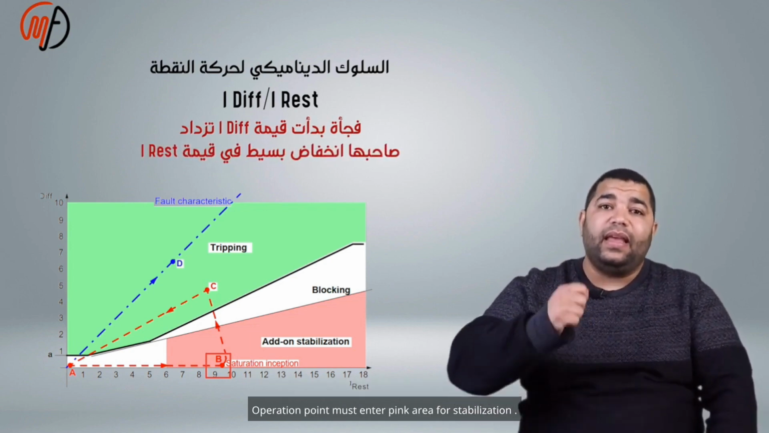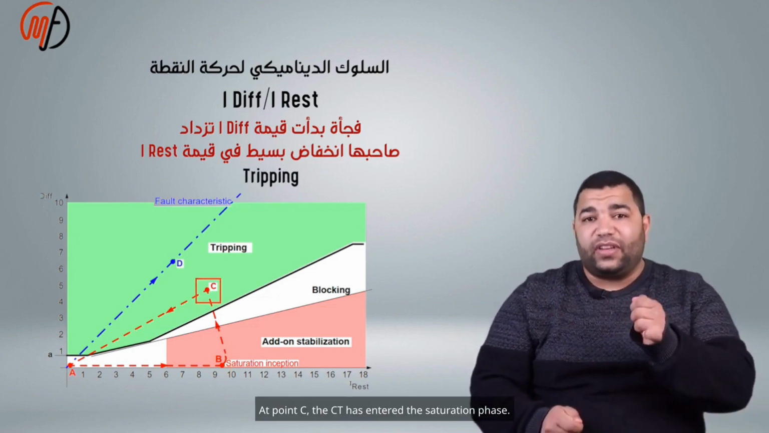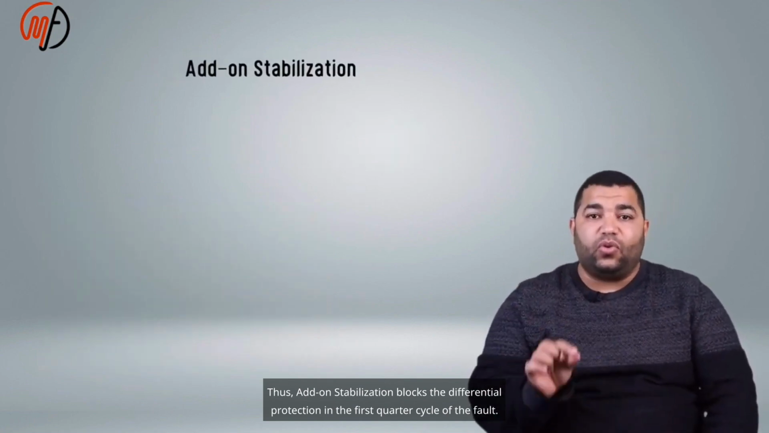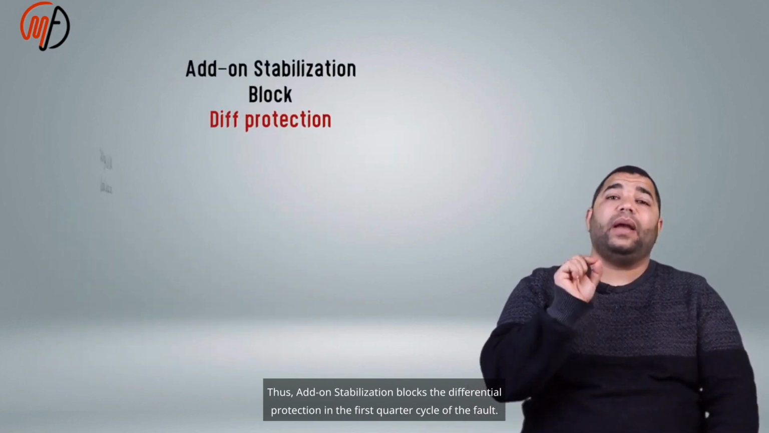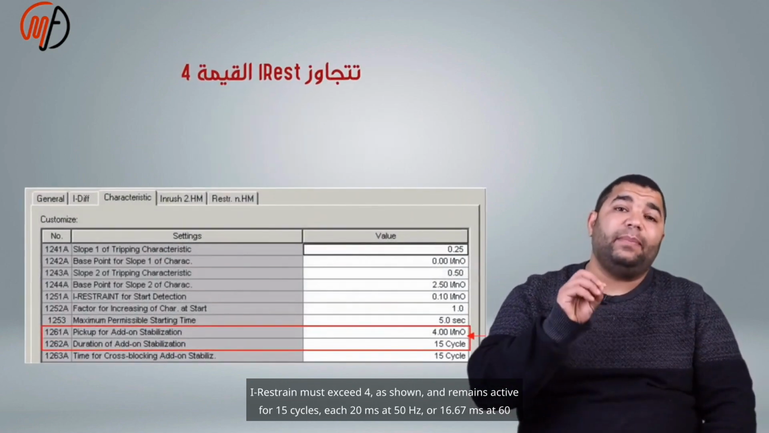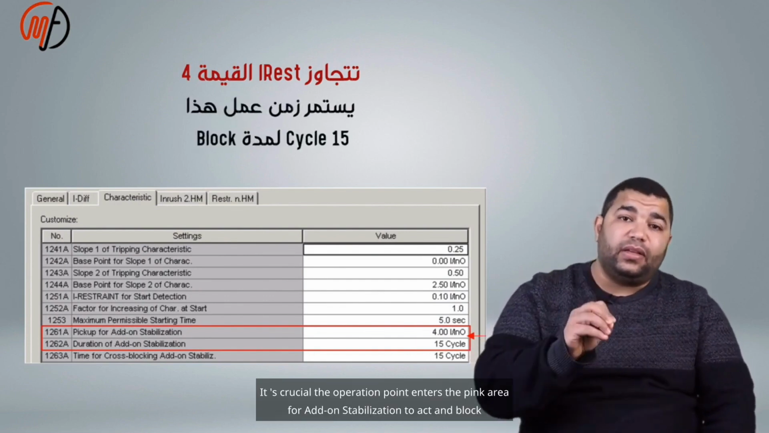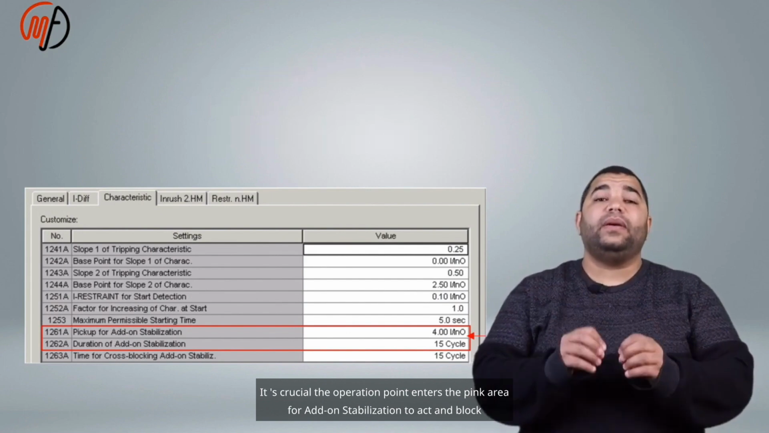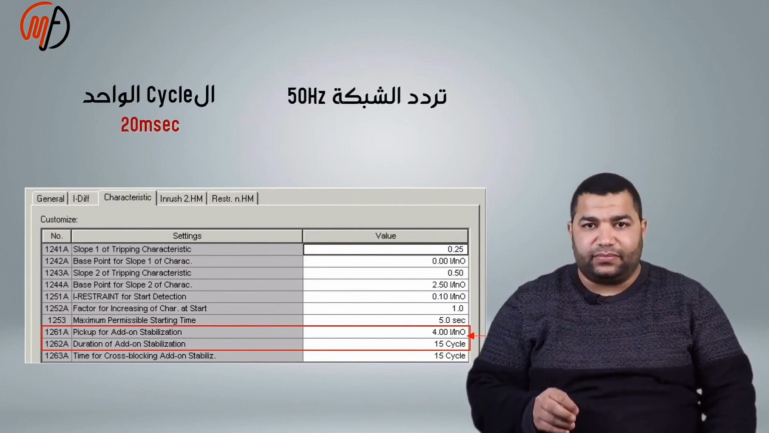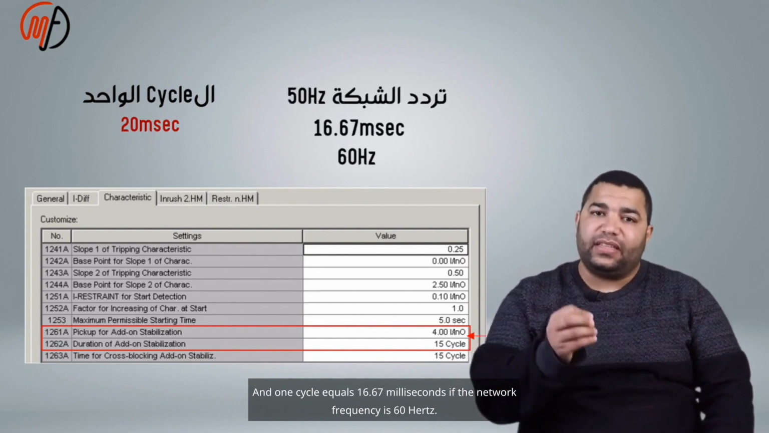The operation point must enter the pink area for stabilization. At point C, the CT has entered the saturation phase. Thus, add-on stabilization blocks the differential protection in the first quarter cycle of the fault. I restrain must exceed 4 as shown and remains active for 15 cycles, each 20 milliseconds at 50 Hz or 16.67 milliseconds at 60 Hz. It's crucial that the operation point enters the pink area for add-on stabilization to act and block the differential. One cycle equals 16.67 milliseconds if the network frequency is 60 Hz.